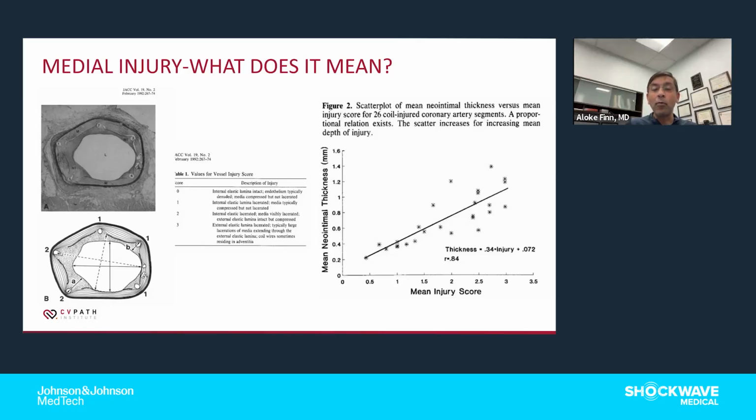And you can see on the right-hand graph that there is a direct correlation between the degree of medial injury as a score and the neointimal thickness. So I think medial injury would not be described as a desirable effect in terms of coronary intervention.